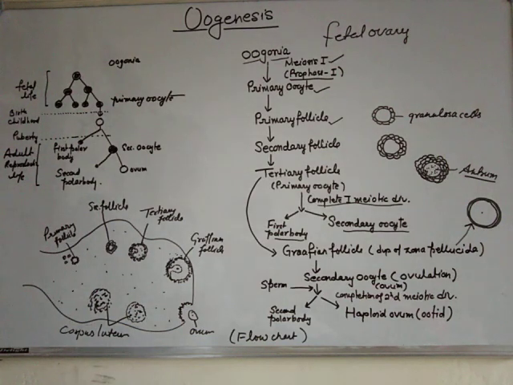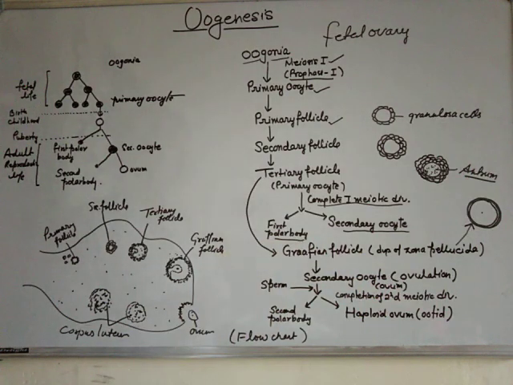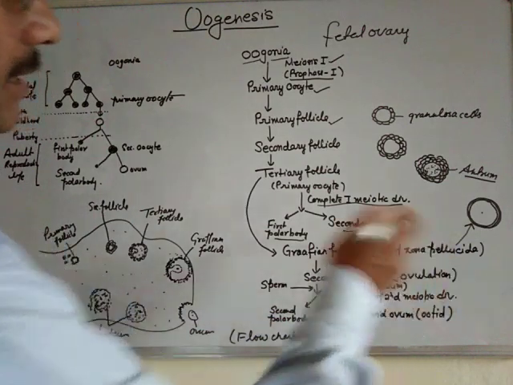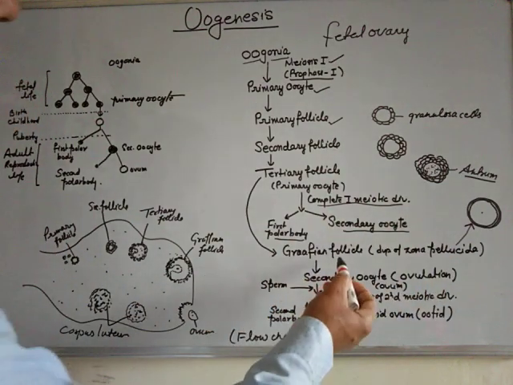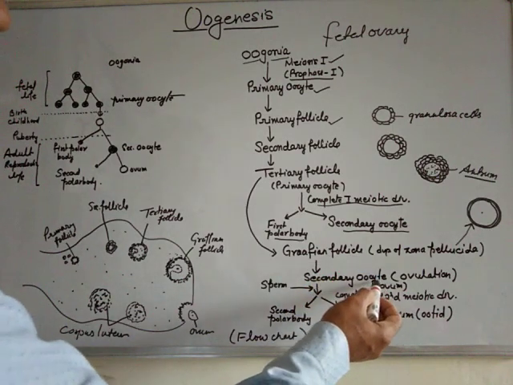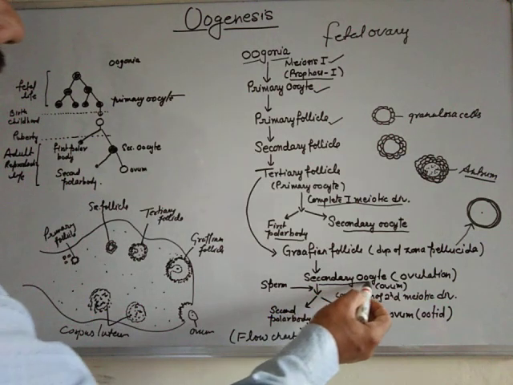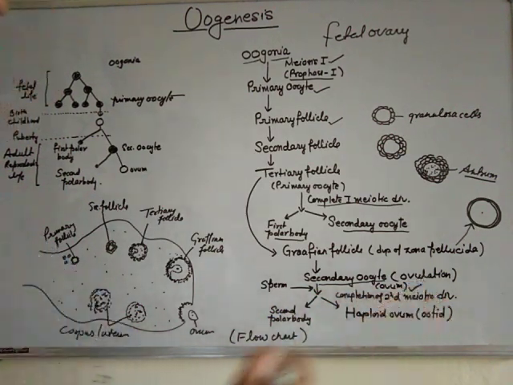Now, when the Graafian follicle ruptures at the 14th day, when there is an LH surge, ovulation takes place. The Graafian follicle ruptures and this secondary oocyte is released. The secondary oocyte is also known as the ovum.